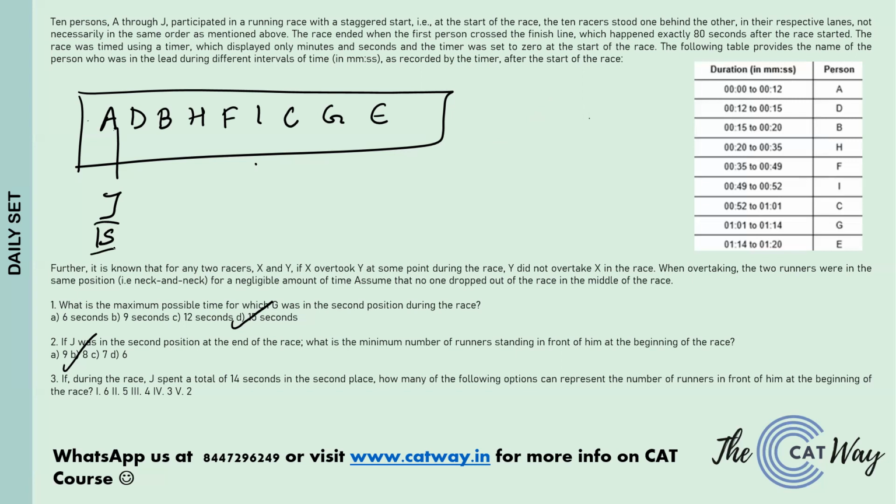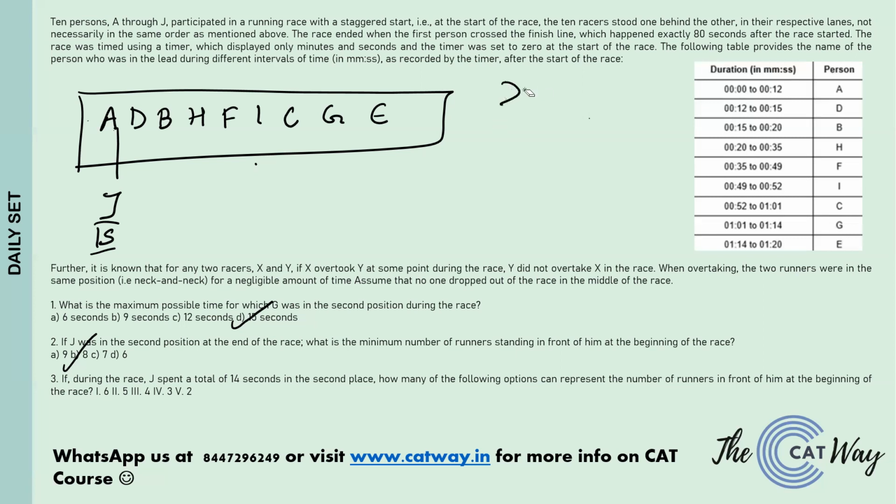Let's take the case when J was third at the beginning of the race. If J was third in the beginning of the race, he could have been in the second place when D went to the first place. Okay. When D went to the first place, that is for 3 seconds. And he could also have stayed in the second place. Now how could he have stayed in the second place?